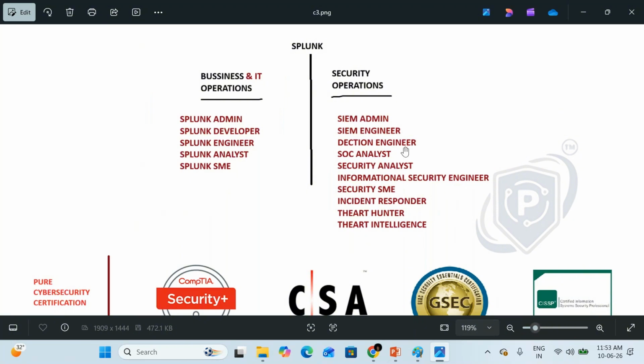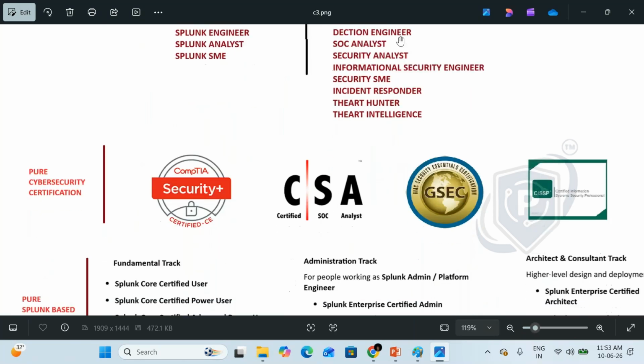Now, from a certification point of view, in pure cybersecurity certification, there is CompTIA Security Plus, CSA (Certified SOC Analyst), GSE, and CISSP. Basically, the first two can be easily cleared with our course. But if you want to do the others, you need to do some hard work. If you want that, I will give you some references. Don't worry about it. If you are still willing to do this certification, I will also help you to clear it. But these two can easily be cleared with our content.